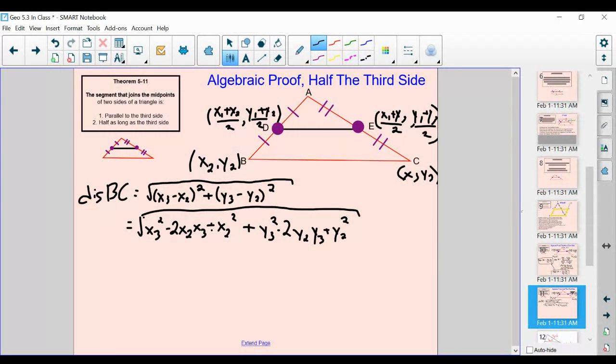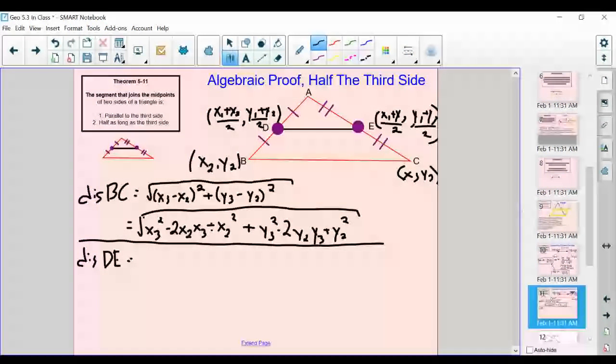And this is where we're going to try to compare. So we know that BC, we want to prove that to be double DE. So now that we have the distance of BC, let's try to figure out the distance of DE. So here we go. Let me try to separate this, because again, it's going to get messy. The distance again is a square root of the difference of our x's squared plus the difference of our y's squared.